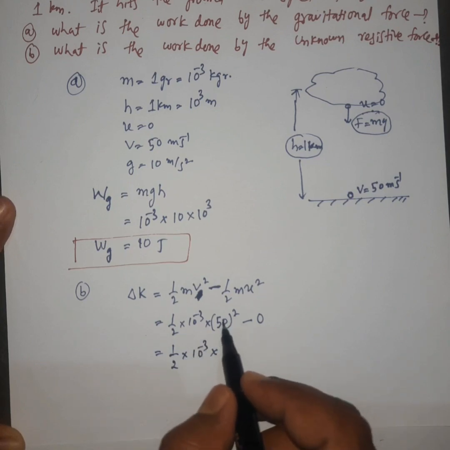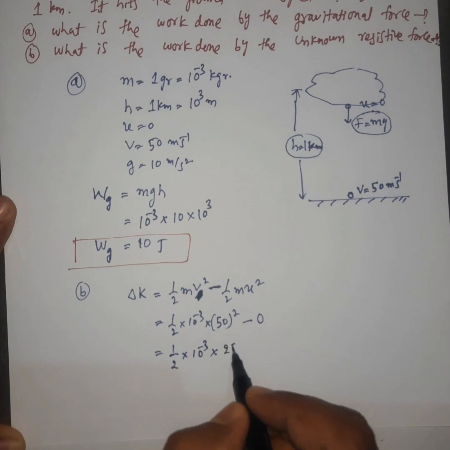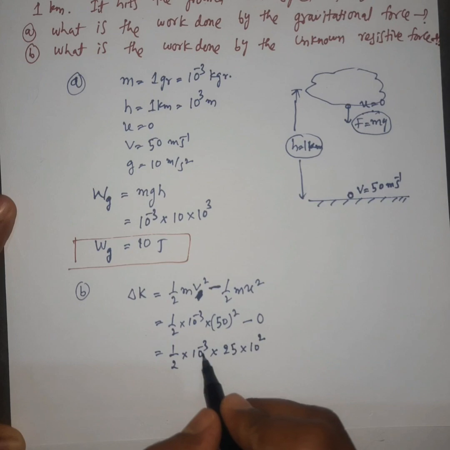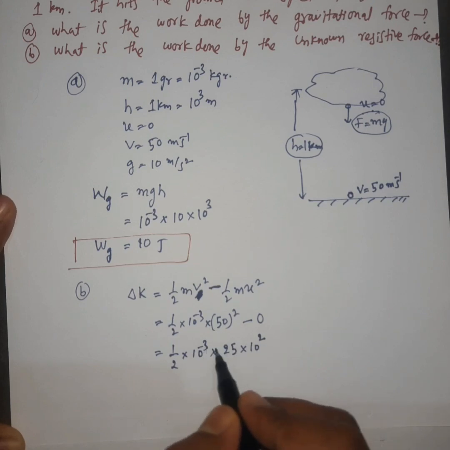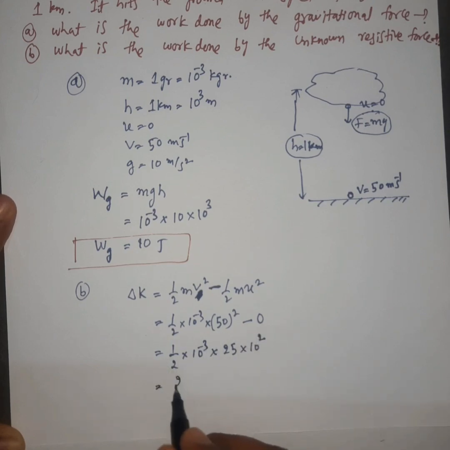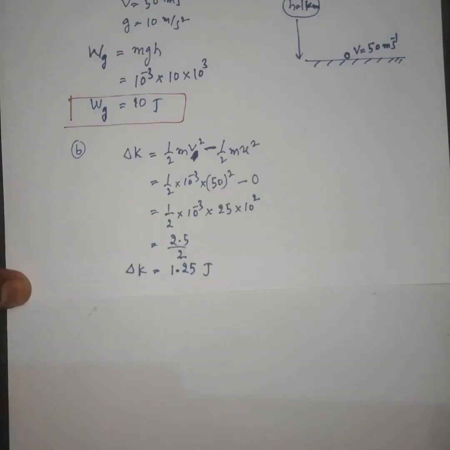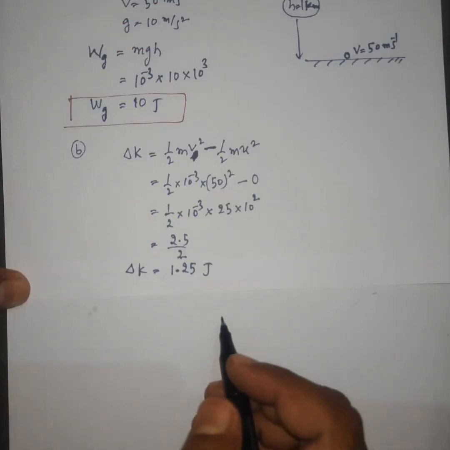So how much is it? 5 square is 25, and 10 square is 10 to the power 2. 10 to the power minus 3 into 10 square is 10 to the power minus 1. So that is 2.5 by 2. Here delta K is equal to 2 1s are 2, point, 2 2s are 4, remaining 1, so 2 5s are 10. So the change in kinetic energy is 1.25 joules.